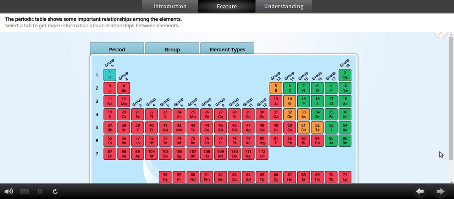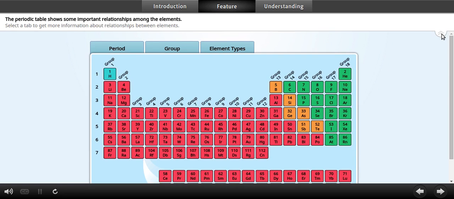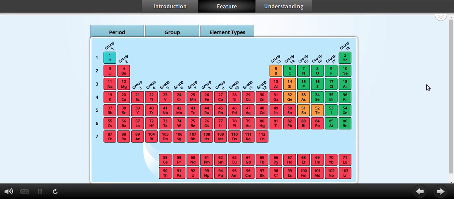The periodic table shows some important relationships among the elements. In this feature, you can look at three types of element groupings in the periodic table. These are periods, groups, and element types. Select a tab to get more information about the relationships between elements.